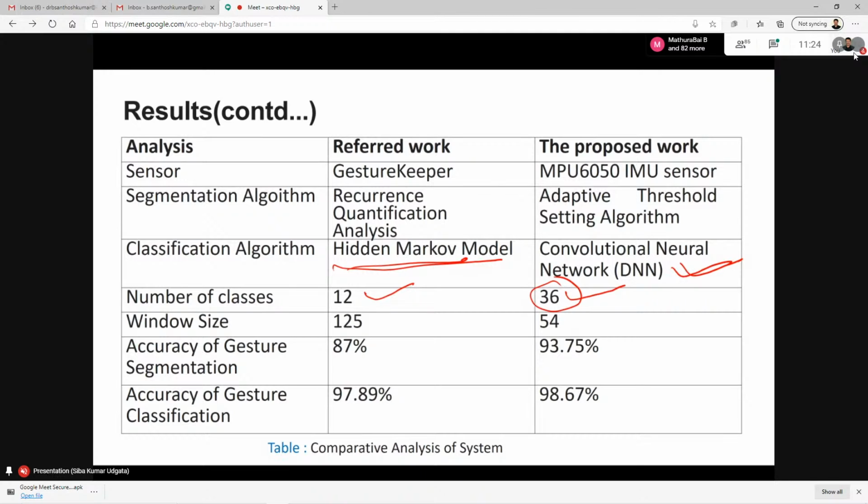Their window size is 125. They have taken a larger window size, so it takes a lot of time there. We have used only 54. Their gesture accuracy segmentation is 87%, ours is 93.75%. And then the overall accuracy in our case is 98.67%, and there it's 97.89%. So I want to say that the convolutional neural network using deep neural network architecture works much better in this case.